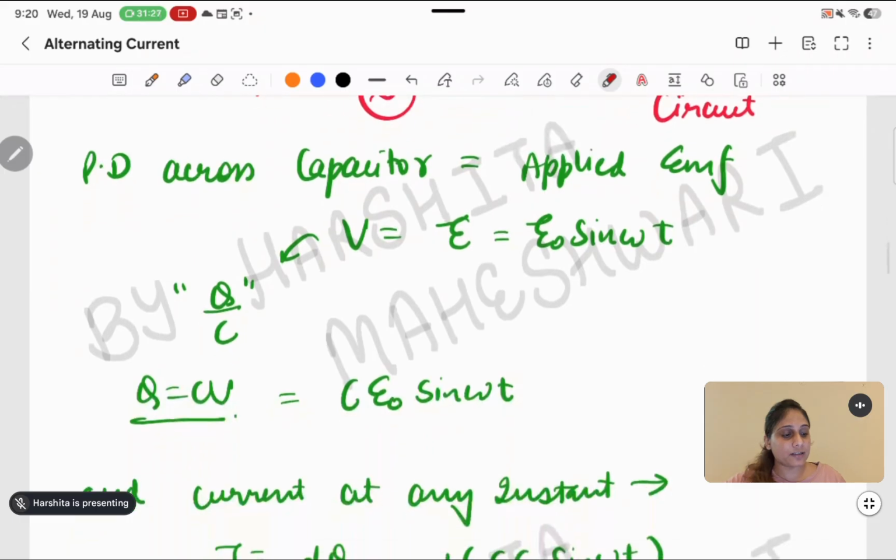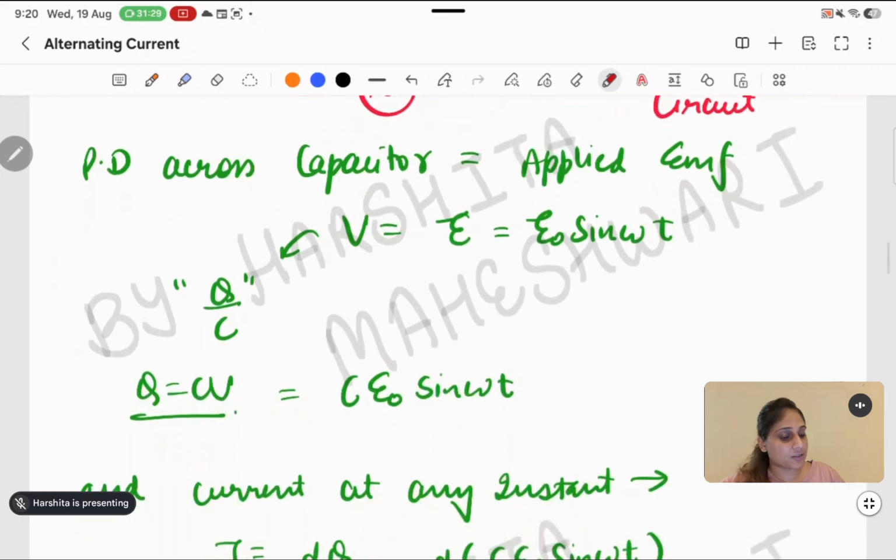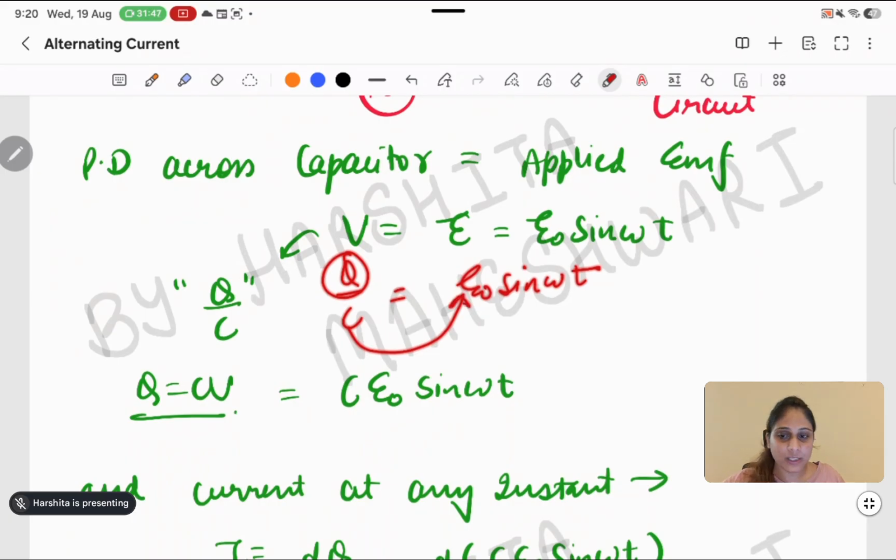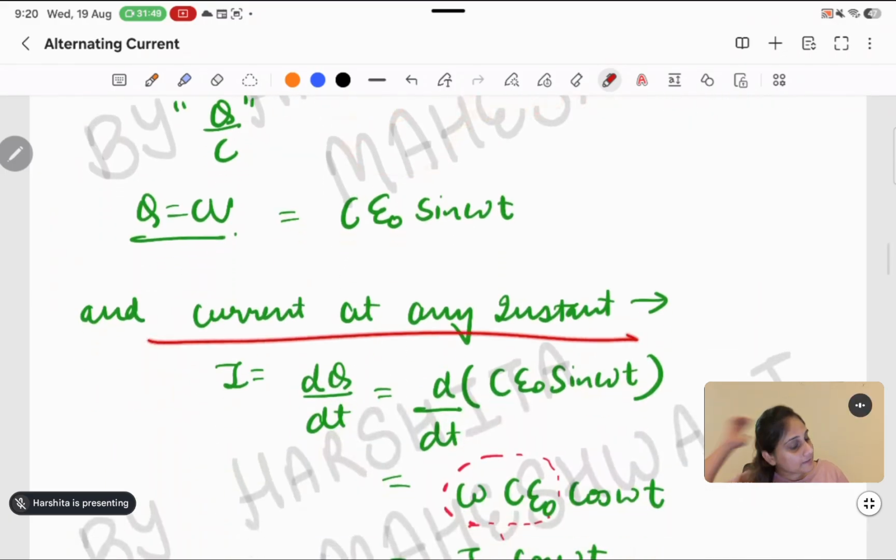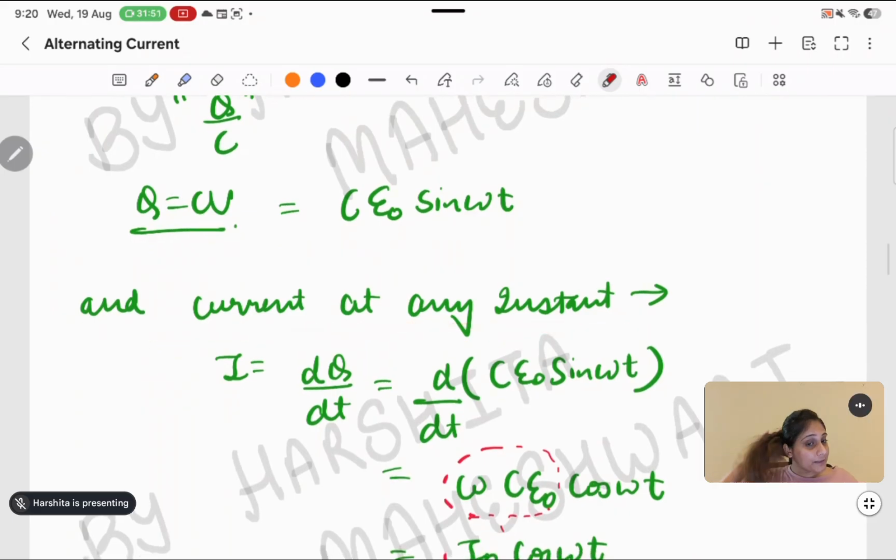Now V I can write in terms of charge and capacitance as Q by C, because we have the formula Q is equal to CV. So from there we are writing V is equal to Q by C. I can put it here: Q by C equal to E naught sine omega t. And I can make Q alone by multiplying C with the right hand side. And the current at any instant could be written in the form dq by dt.